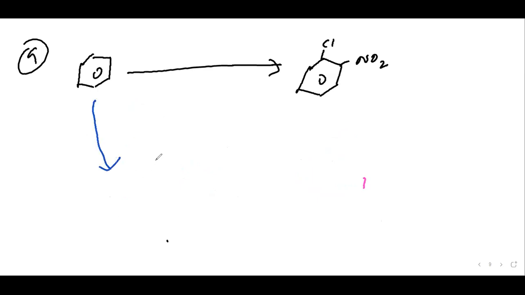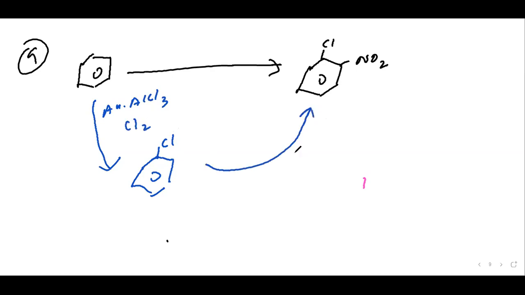So I'll write the correct answer now. You first get chlorine by putting anhydrous AlCl3 and Cl2, and then you can get NO2 directly to the ortho position. Now remember this also: when you put conc HNO3, conc H2SO4, you will get both of these actually. But we write our desired product.